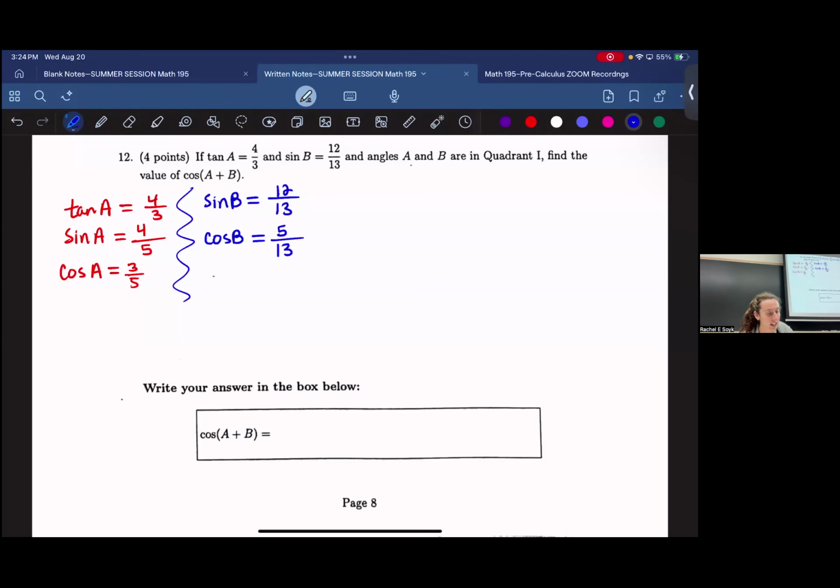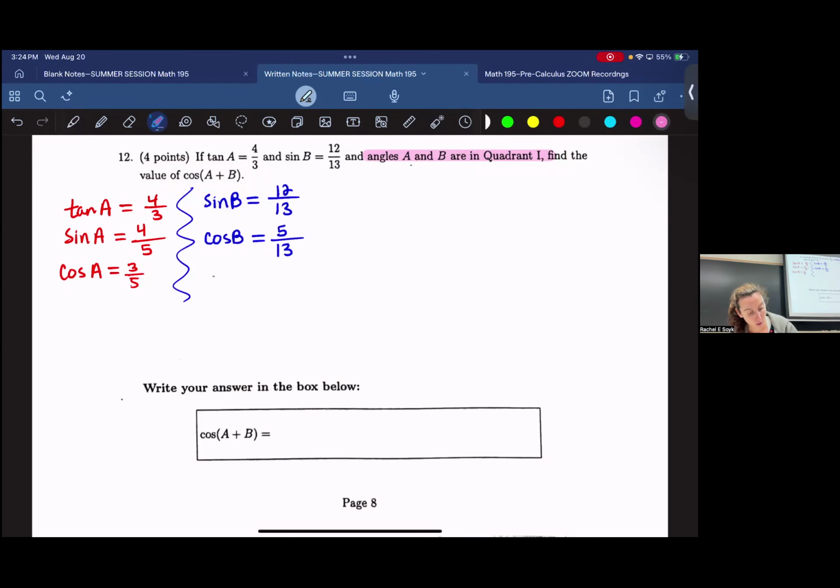We don't have to do the tan of B since we're dealing with sums. It's only sine and cosine. But we do want to read the entire instructions because it does say angles A and B are in quadrant 1, which doesn't affect anything. Everything's positive. But if that quadrant number was different, we would have to put in some negative values. So just be on the lookout for that on the final exam.